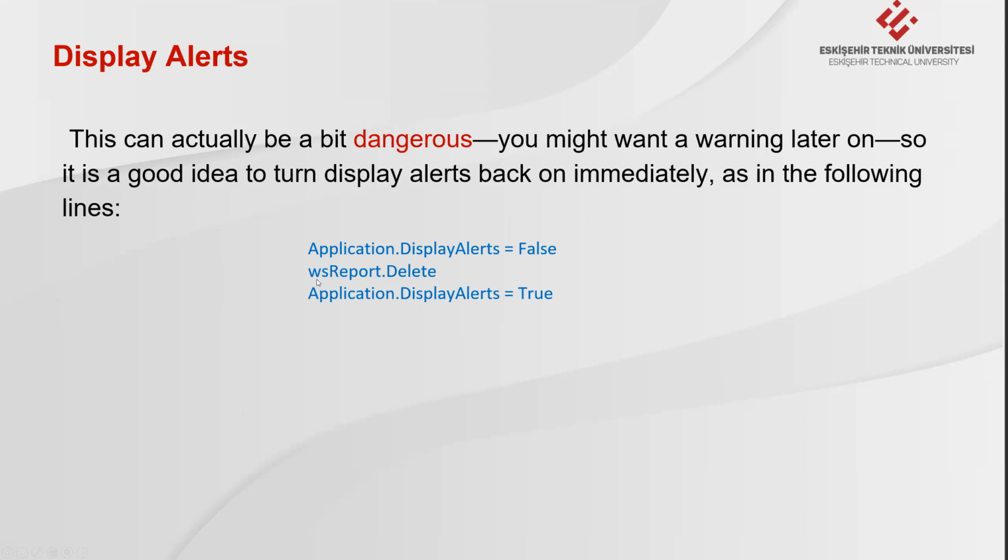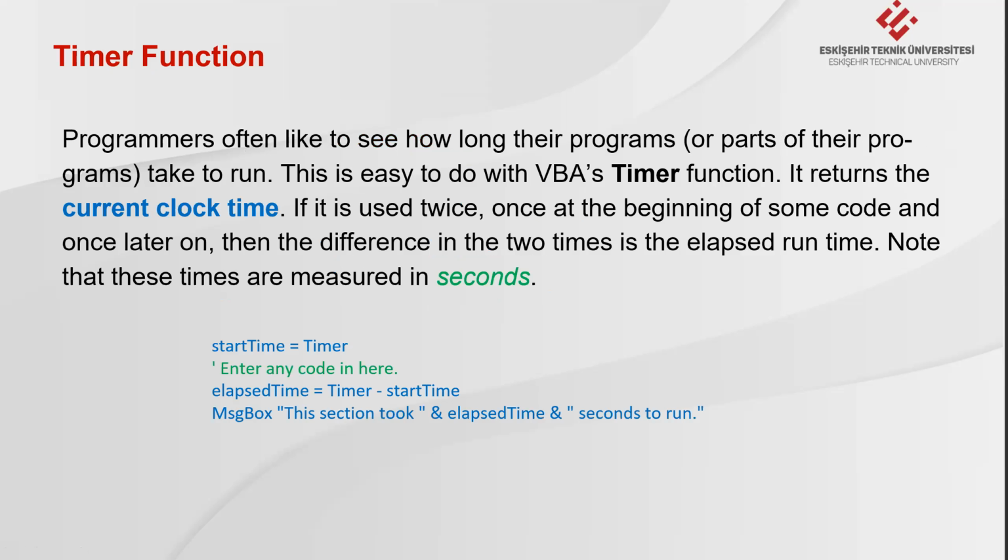But it can be dangerous if you keep your property False always. So for example, you can set it False first, and you can delete your worksheet, and then you can set it True again. So it is recommended. Don't forget to set it back to True immediately.